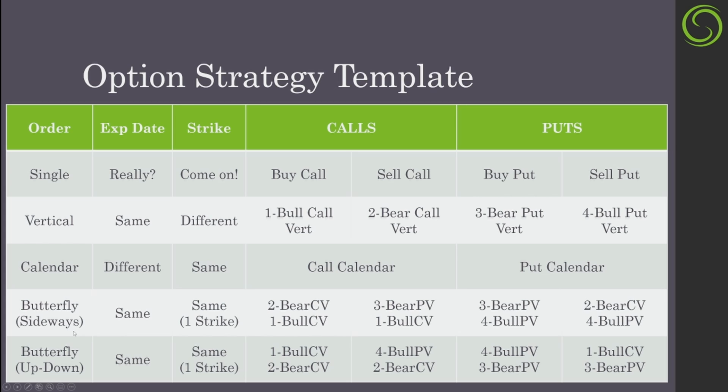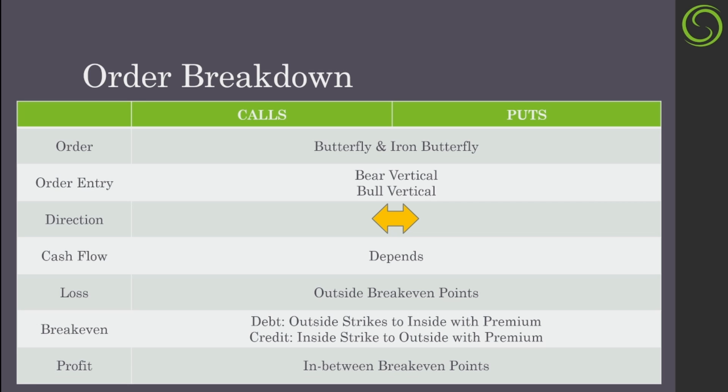But for the butterfly up and down type of order, you swap the bull and bear verticals. So the bull vertical will be on top, and the bear vertical will be on bottom. And so you have many different ways you can set up a butterfly order. So if you're wanting a sideways type direction, you are going to want to enter a butterfly with a bull vertical on bottom and a bear vertical on top, okay?